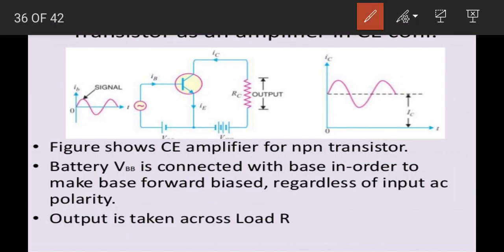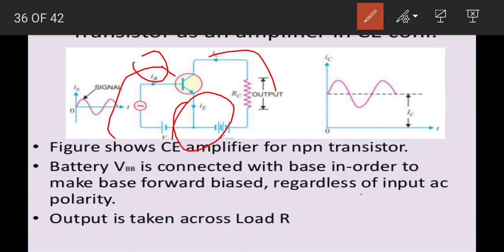See here, this application is for an amplifier. Emitter terminal is common, base current is the input, and collector terminal is the output. RC is the output resistance. The input resistance is very small, that's why we did not connect it here. See here, this is the input, suppose I, and this is the output value of current. So the amplifier increases the strength of the input signal.